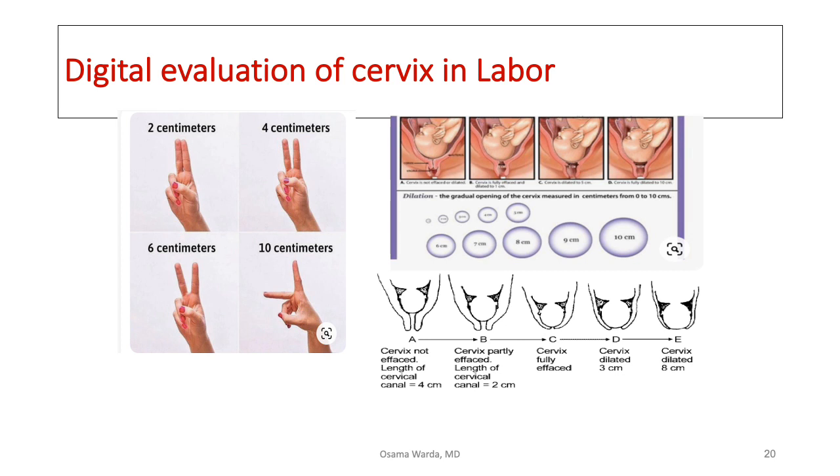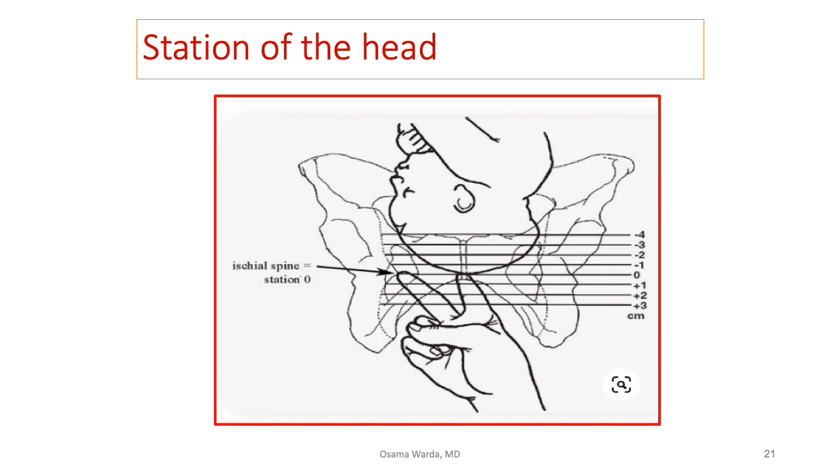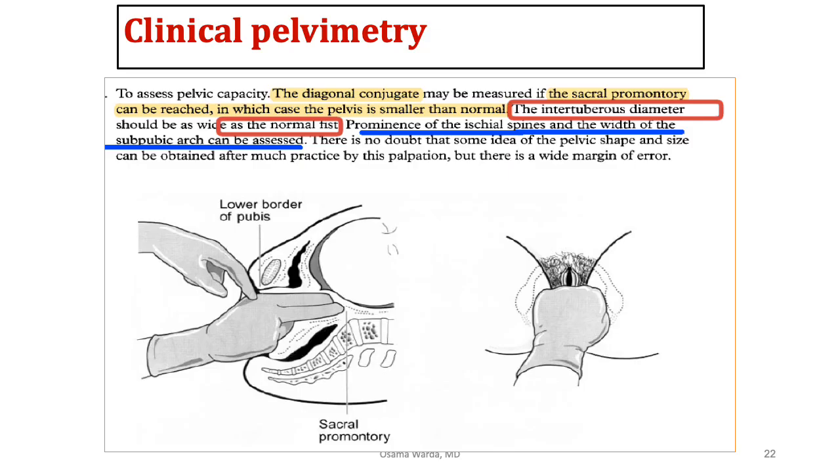We may use vaginal examination to evaluate the cervical consistency, effacement, and dilation during the process of labor. We may use it to evaluate the station of the fetal head in relation to the ischial spine as shown in this picture. We may use it for evaluation of the diagonal conjugate, for evaluation of the pelvic inlet capacity.